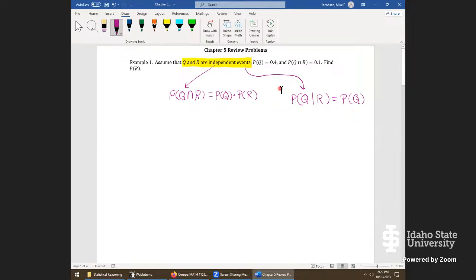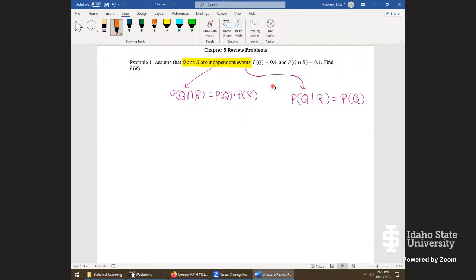And let's take another look. We know the probability of Q is given. We have the probability of Q intersect R. So probably we're going to be using this formula right here. But let's add a little bit more information. If you're just told your events are independent, you're probably using this. If the question is, are they independent events? Show this, you are probably using this instead.